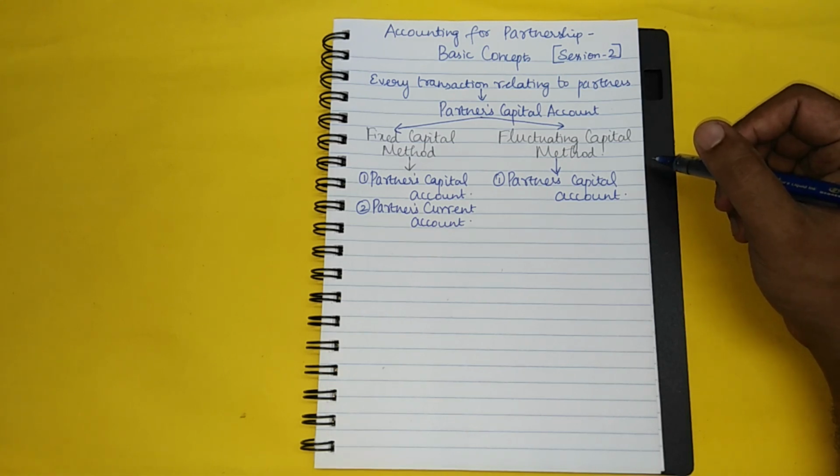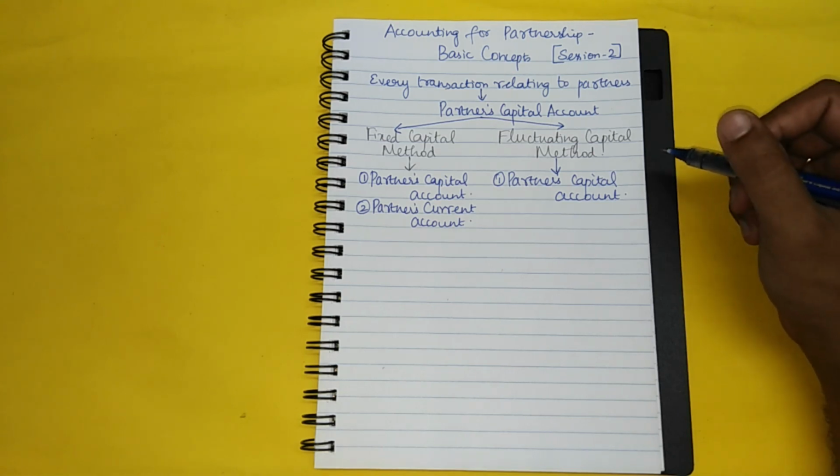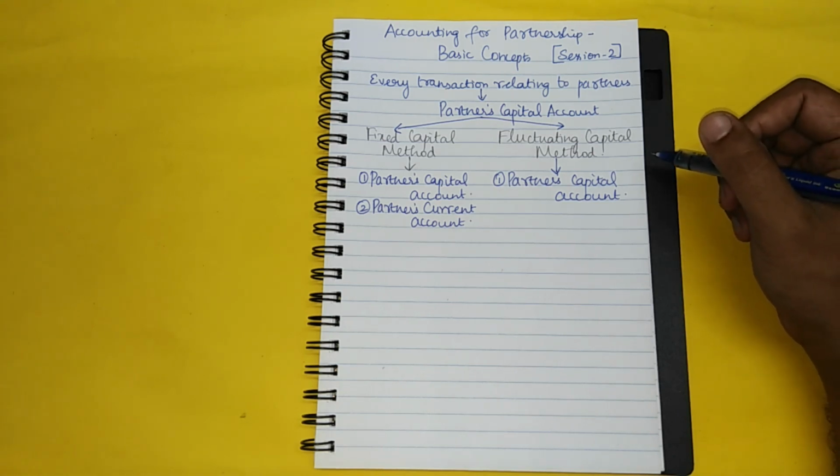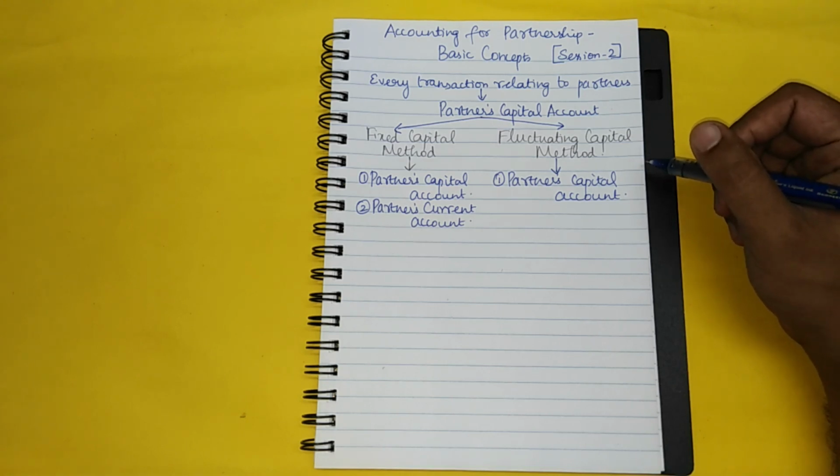Let us continue with the topic. At the end of the last video, we saw that there are a few special aspects relating to partnership accounts. In this video, we are going to learn about the first special aspect, that is maintenance of partners' capital account.